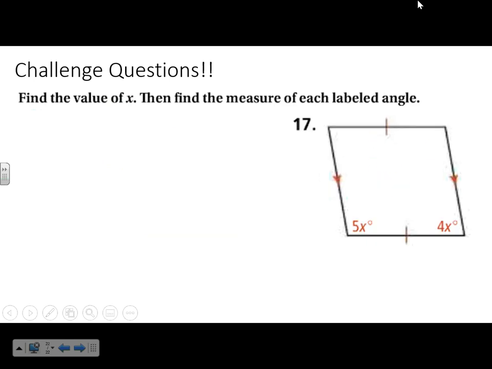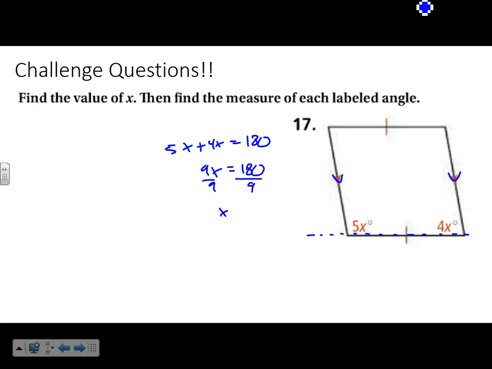So, oh, there's one more. So we have another one. Now, this one's a little different. These are the parallel lines. So this is the transversal. But again, they're still same side interior, which means they add up to be 180. So that's 9x is equal to 180. Divide by 9, we get x is equal to 20.